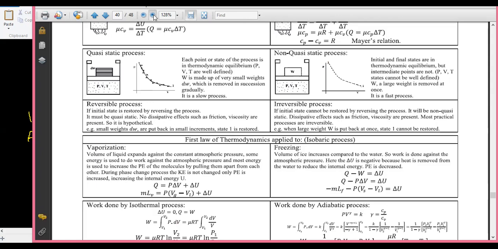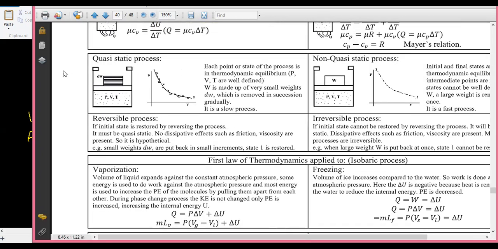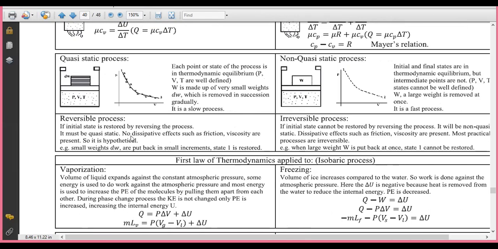Let me make it a little bit bigger. So these kinds of dissipative effects, such as friction and viscosity, will be less here. Whereas here they will be very, very high. Because of that, there will be some heat losses. So coming back to the same point may not be possible.